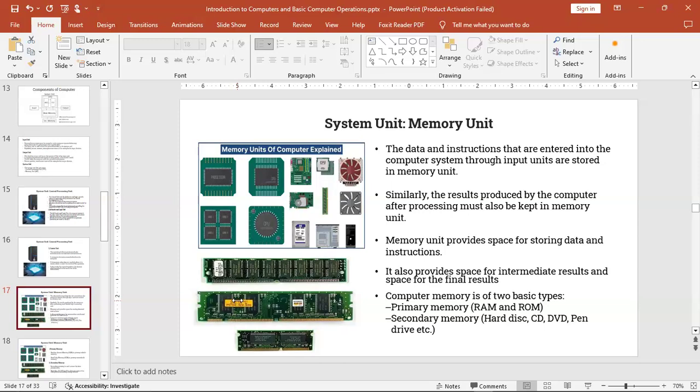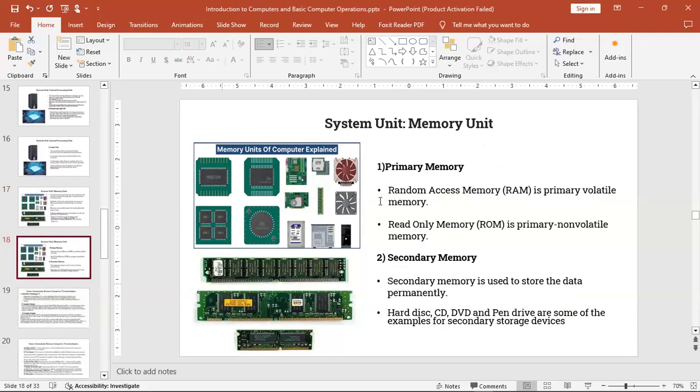Can someone tell me what RAM and ROM are, their full meaning? Can someone help me with that, please? RAM is random access memory. ROM is read-only memory.